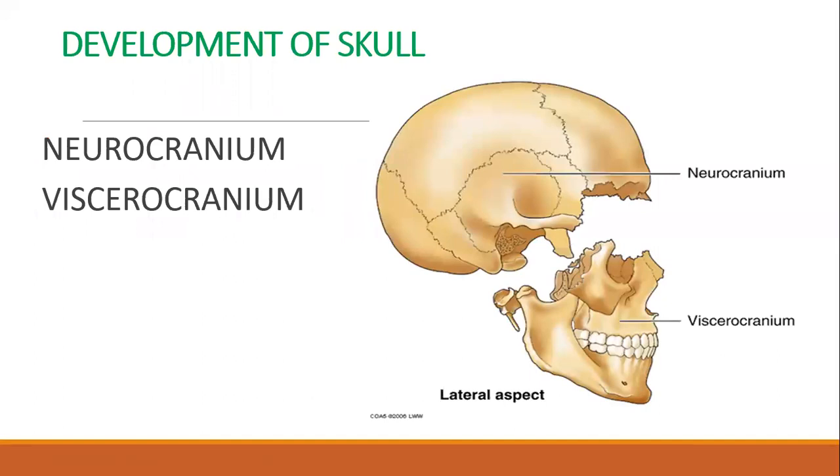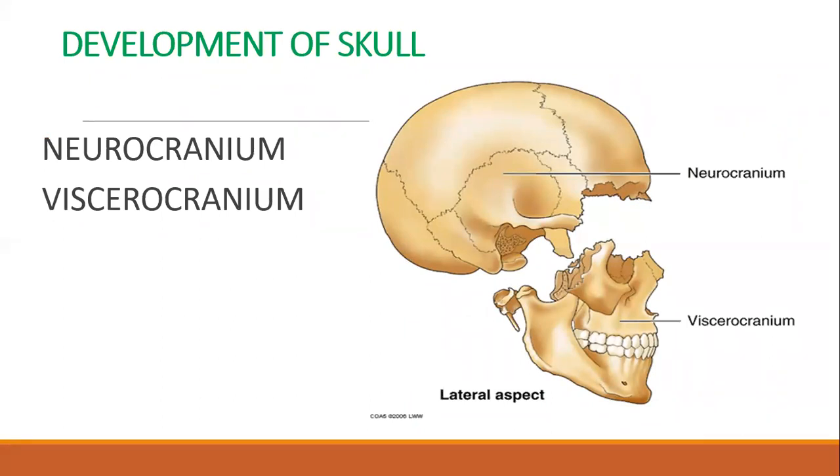So we are going to take up the development of the axial skeleton first, and in the axial skeleton, first of all, we are going to discuss the development of the skull. How is the skull formed? The skull has two components, the neurocranium and the viscerocranium. Cranium is the term used for skull. So the cranium has two components, neurocranium and viscerocranium.